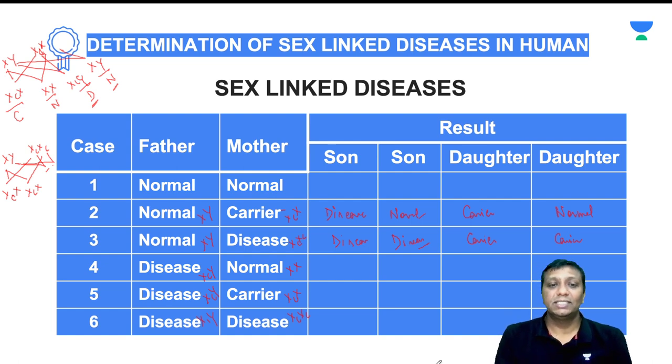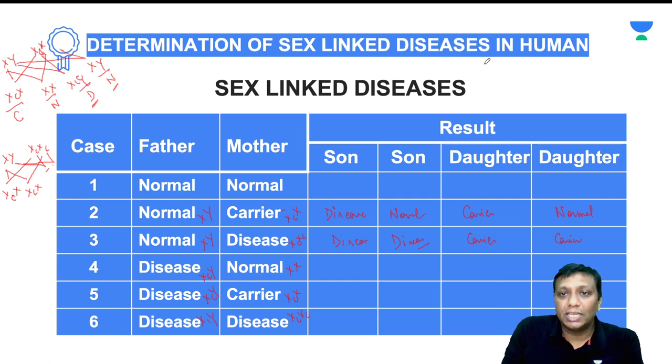And what about the next case, guys? The next case is: father is disease and mother is normal. The father disease means XCY. You already know very well. Father disease means XCY. And mother normal means XX.